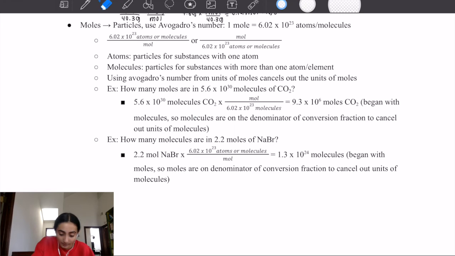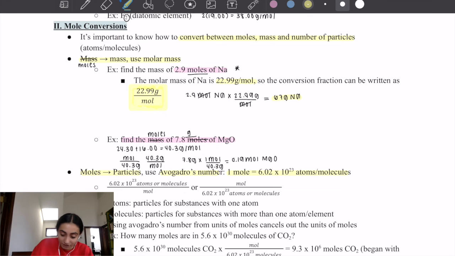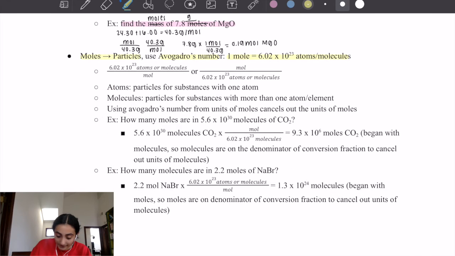Now we're going to go from moles to particles, where you will use Avogadro's number. And that is that 1 mole is 6.02 times 10 to the 23rd atoms or molecules. So if we have 1 mole of MgO, that's 6.02 times 10 to the 23rd molecules. And this conversion fraction can be written in two ways, just like the molar mass one. We can have the Avogadro's number on the top or the bottom.